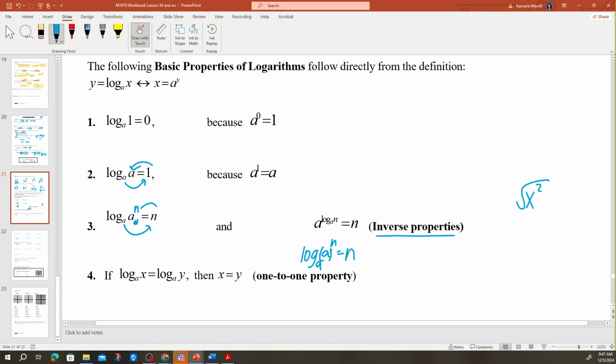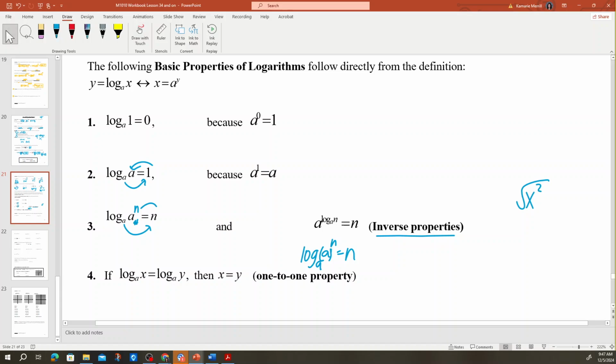So this is known as your inverse property because logs and exponents are inverses. And so if the base of the log matches the base of the exponent, you just take the exponent. Okay, so it's like it undoes it. Kind of a tricky property, but that's called your inverse property.